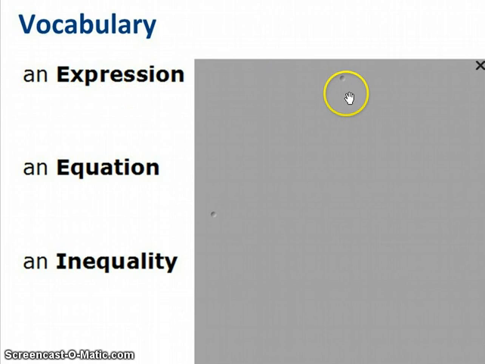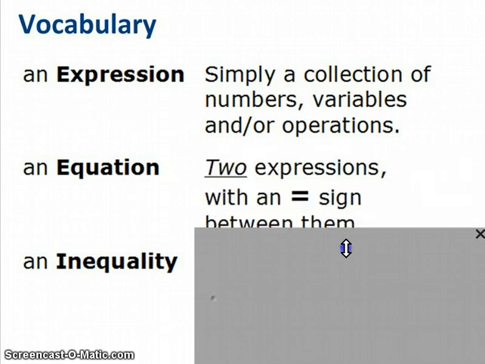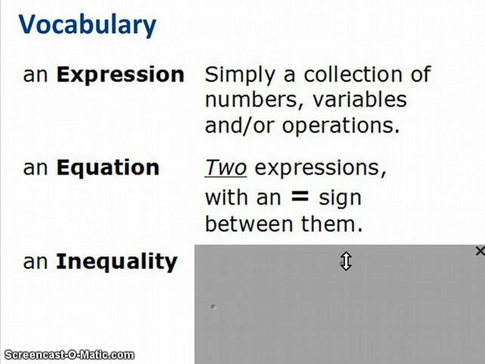terms. An expression. An expression is simply a collection of numbers and or variables and or operations. An operation could be plus, it could be divide, it could be multiply. You know what variables are, you know what numbers are. All of those things collected together is an expression. An equation is when you have two expressions with an equal sign between them.